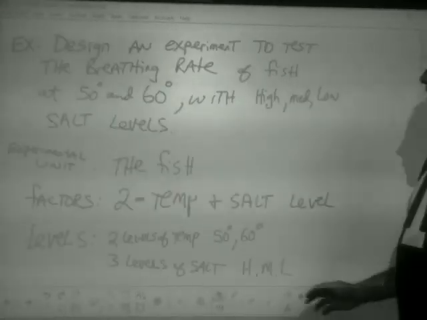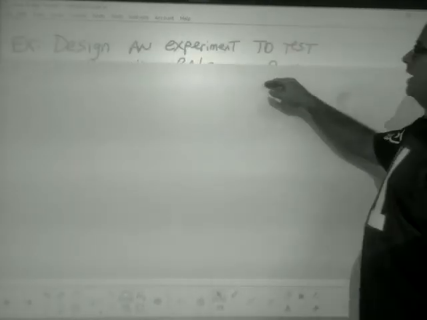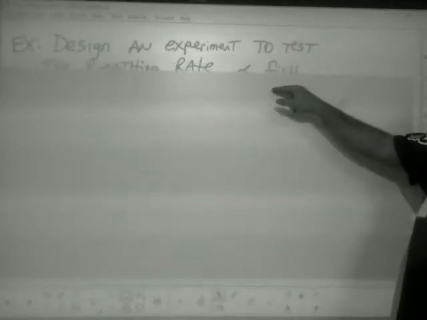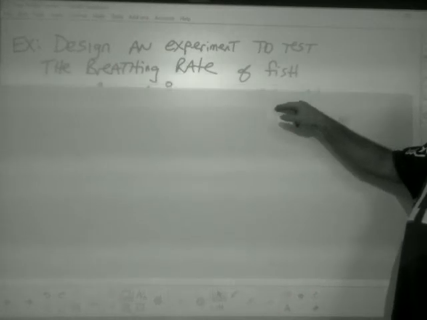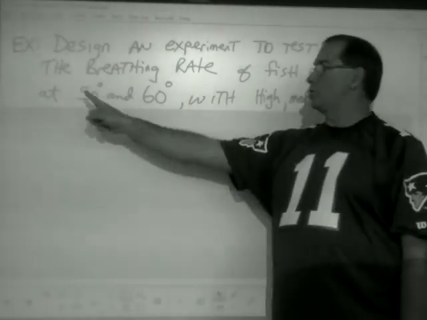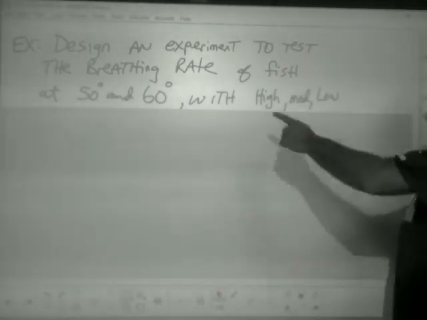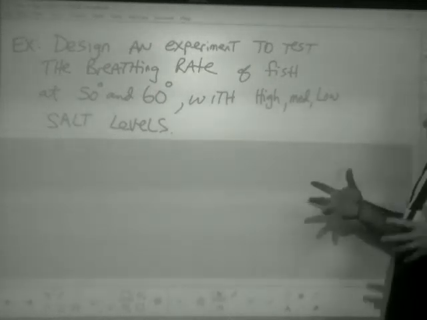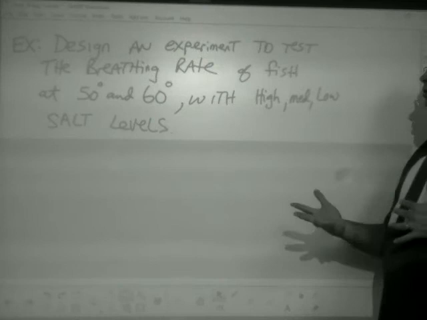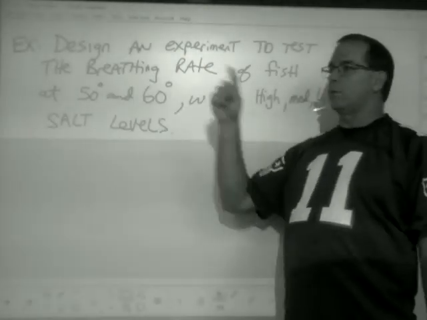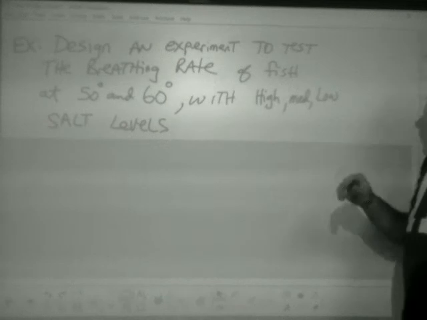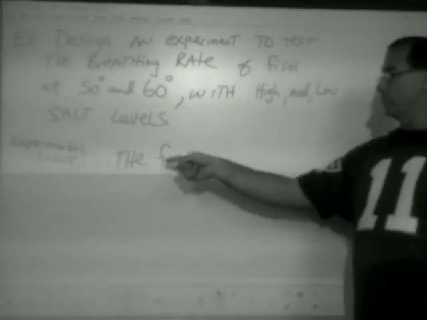Okay, so let's take a look at a scenario. Let's say I wanted to design an experiment to test the breathing rate of fish at 50 and 60 degree temperature of water, and I'm going to have high, medium, and low salt levels. So think about it. I have fish tanks, and in these fish tanks, I'm going to change the temperatures and the salt levels, and I want to look at the breathing rates of the fish, how frequently they breathe. So my experimental unit here, who or what we're doing the test on, is the fish.